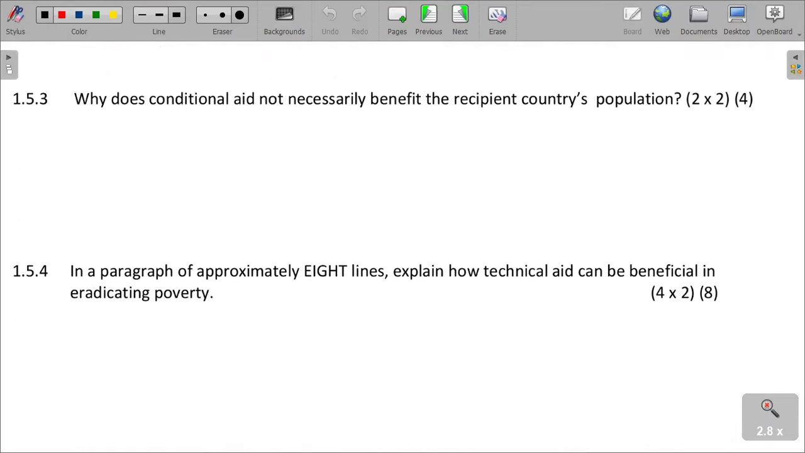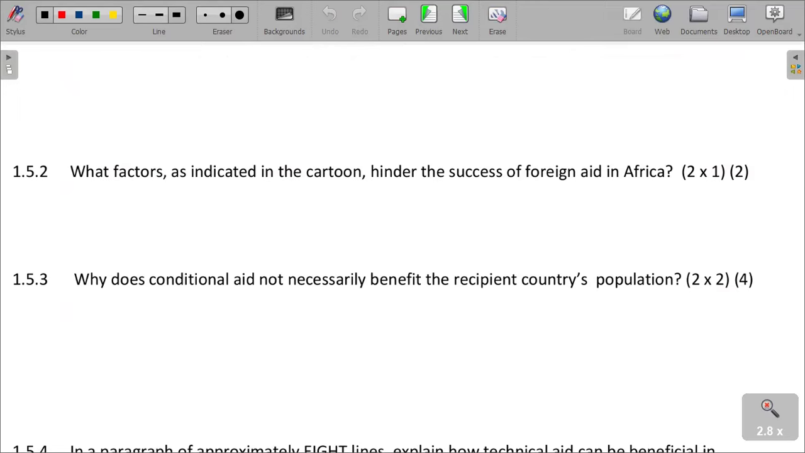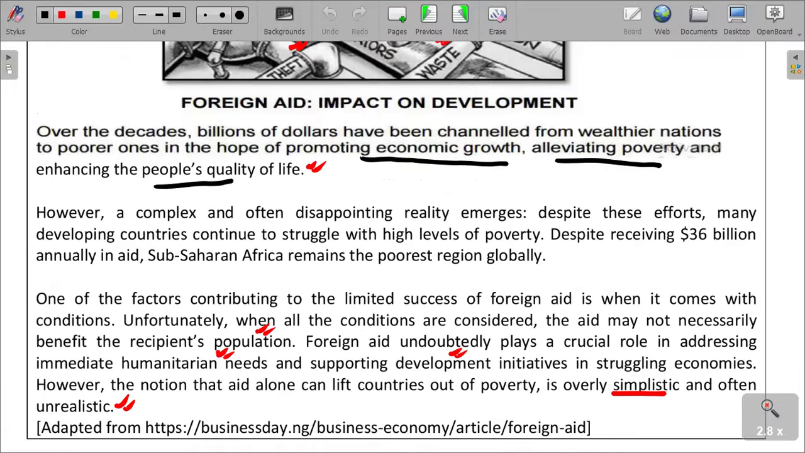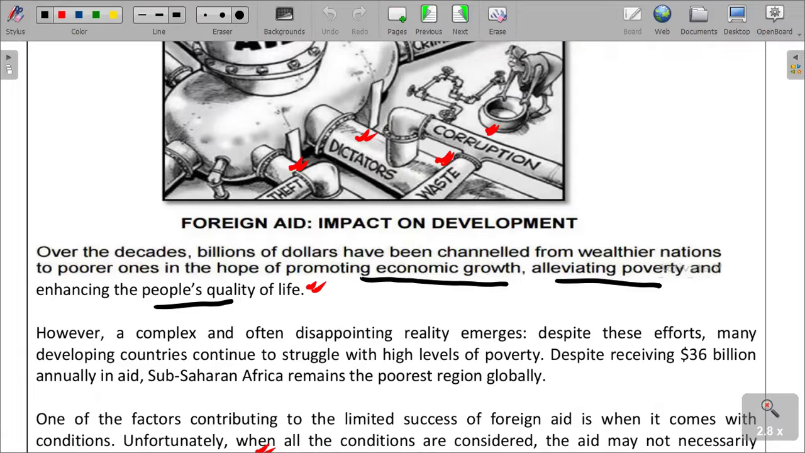And then, what factors indicated in the cartoon hindered the success of foreign aid in Africa? These factors are given here: dictators, corruption, waste, and also theft are all these factors that are given.